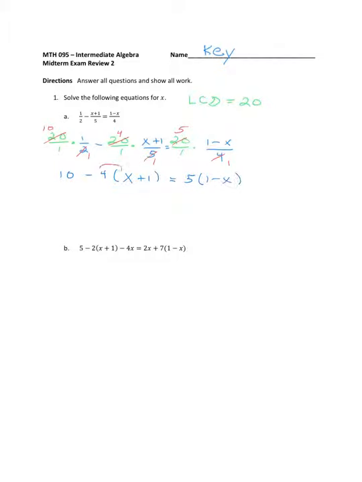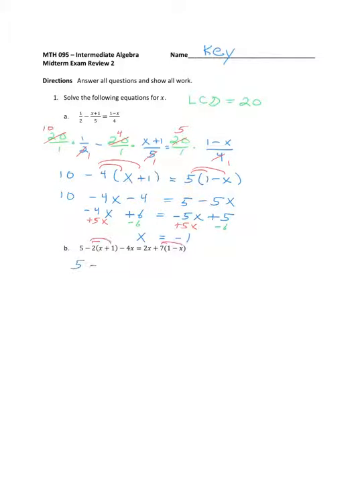I'll now distribute the negative 4 and this positive 5. I get 10 minus 4x minus 4 is equal to 5 minus 5x. I'll combine some like terms, so we have negative 4x and a plus 6 is equal to negative 5x plus 5. Doesn't matter if you reorder that or not. I think I'll add 5x to both sides, as well as subtract 6, and we get x is equal to negative 1.